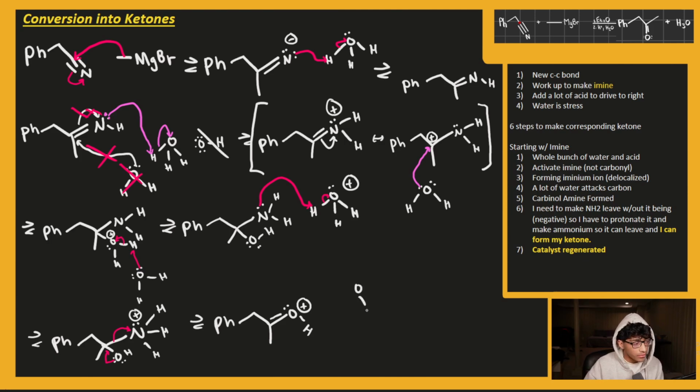We have a lot of water, right? So water is going to be taking away that H. So now water can come in. Where's the H? Water is going to take the H, and now we form our ketone. And remember to regenerate your acid catalyst. And that's it.